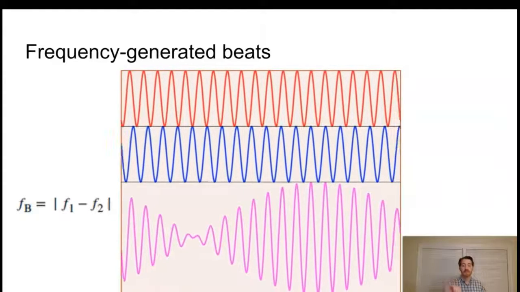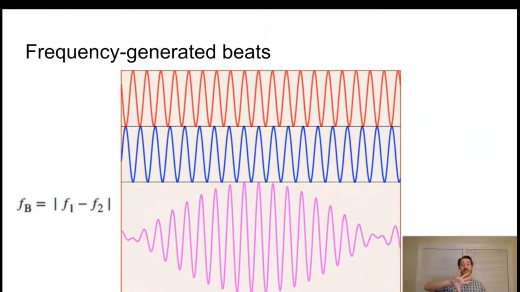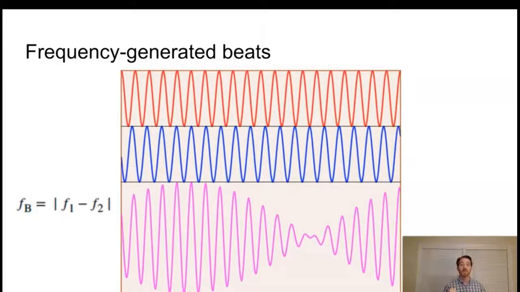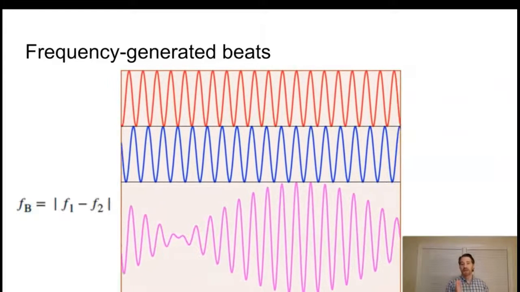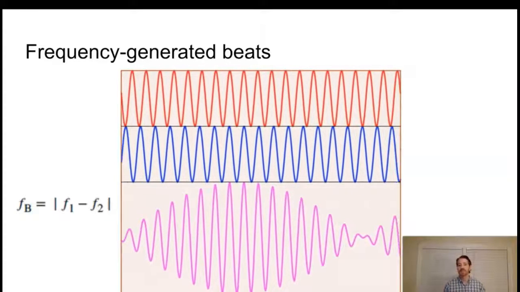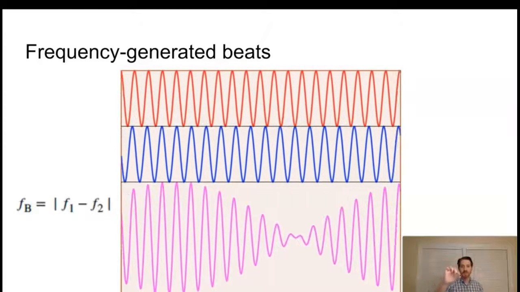And you can see that sometimes the magenta wave is very large. That's constructive interference when the two are in phase. The red and blue are peaking at the same time. But they're almost the same frequency, which means sometimes the red is peaking while the blue is troughing. And that's where the magenta wave becomes very small.